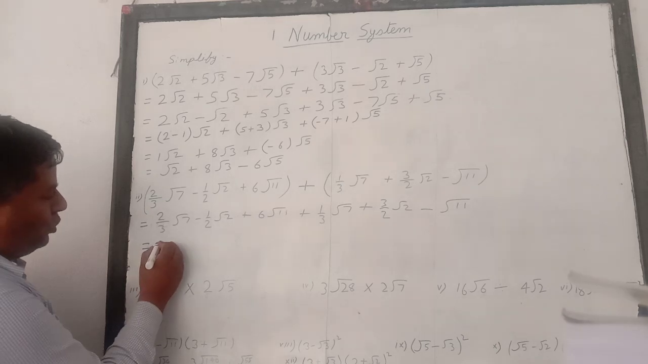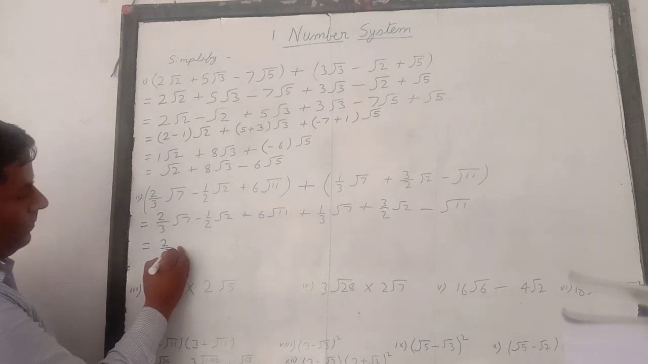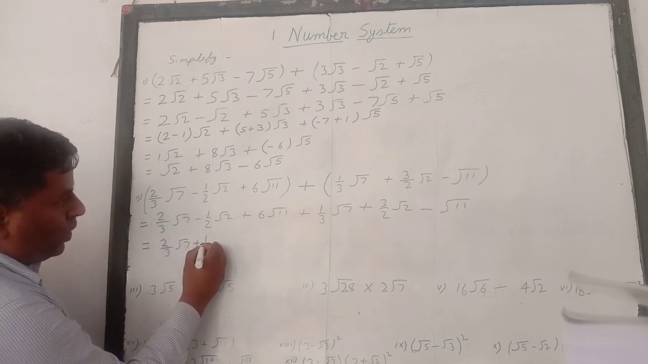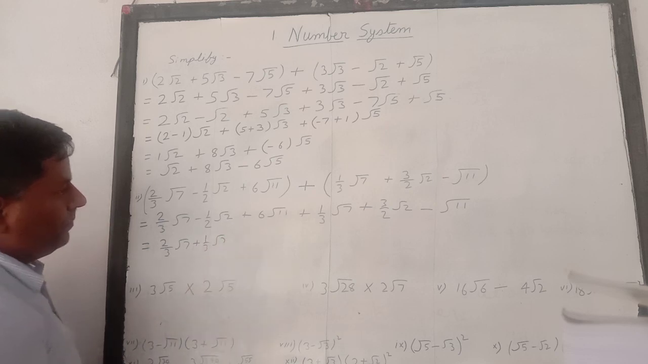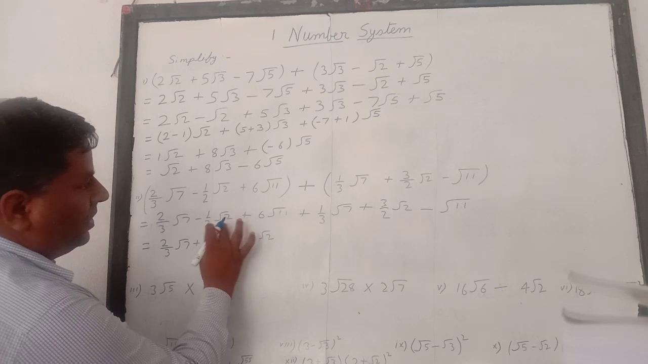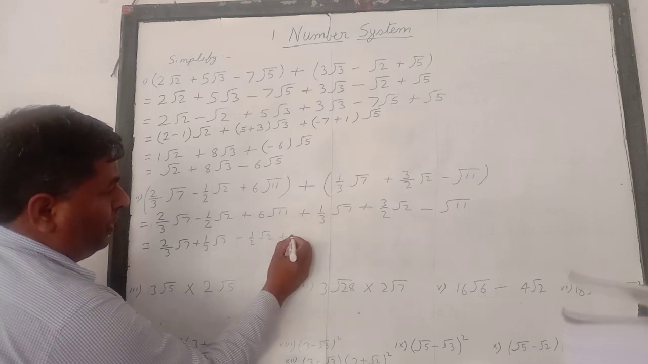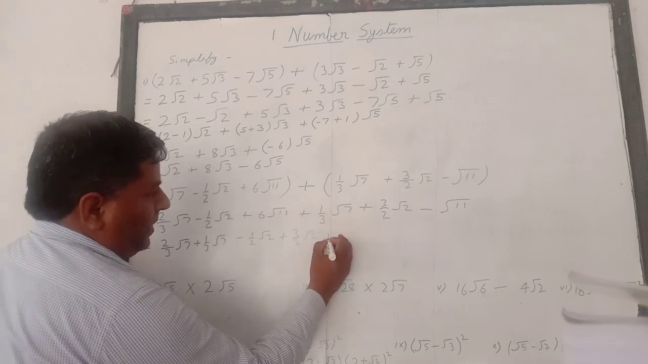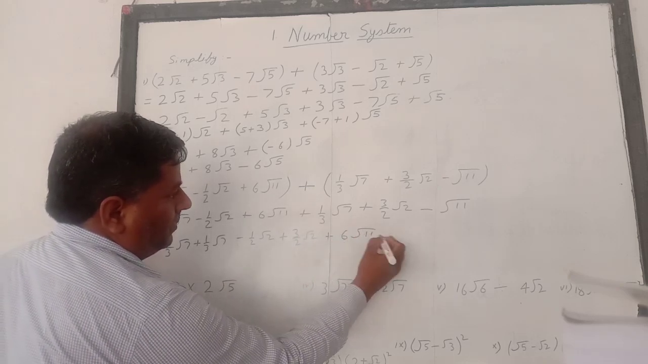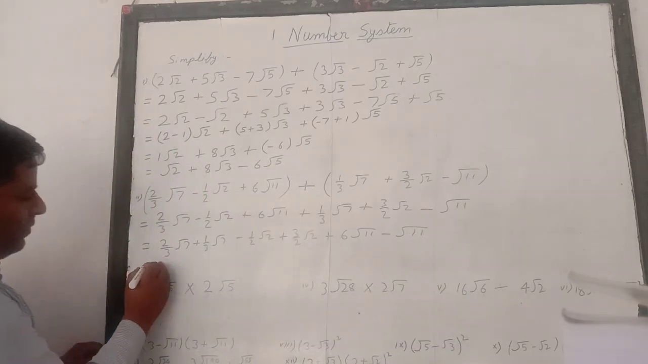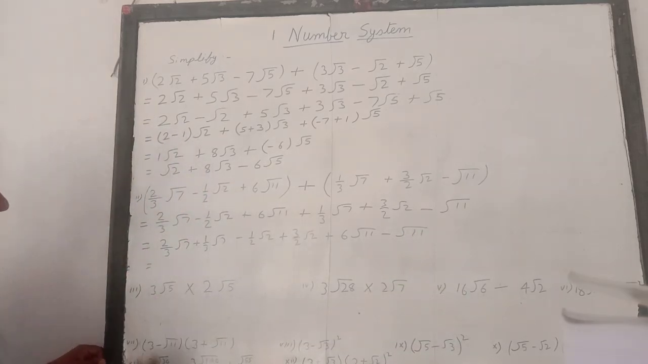So first we have 2 by 3 root 7. Then here we have plus 1 by 3 root 7. Then next minus 1 by 2 root 2. Then we have here plus 3 by 2 root 2, plus 6 root 11 minus root 11. Then what do we have to do next? Next we have to add the coefficients.